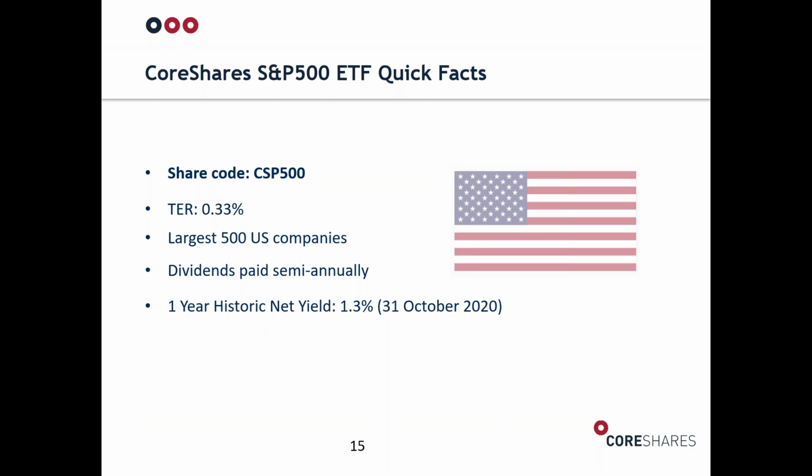And then, how do you find it? The share code is CSP500. It's on the EasyEquities platform. The TER is 33 basis points. So there's nice, cheap, passive exposure. You get the largest US companies, 500 of them. And the dividends are paid semi-annually. And the yield is based on the last year, the net historic yield is 1.3%. So that's a really nice, simple example, a quick way to get access to the US economy for a cheap price.